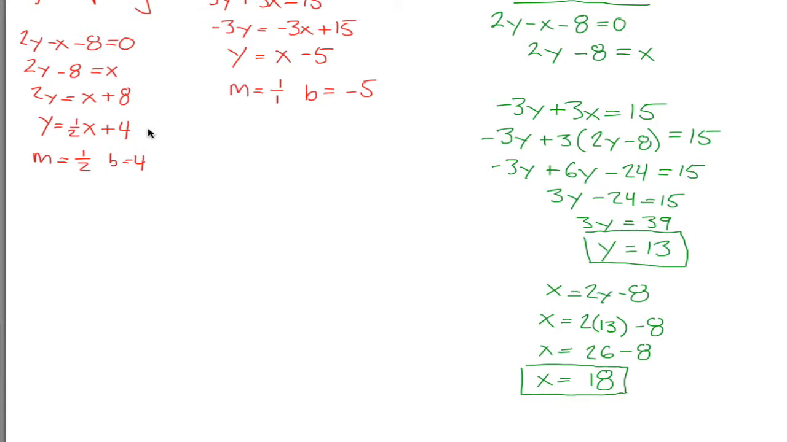And so now I can try to graph these two lines and figure out where they intersect, although I know they're going to intersect at 18, 13. So I can get kind of clever about how I draw my graph. Maybe do something like this. I'm going to need to go up to 18 on the x-axis. So maybe 5, 10, 15, 20.